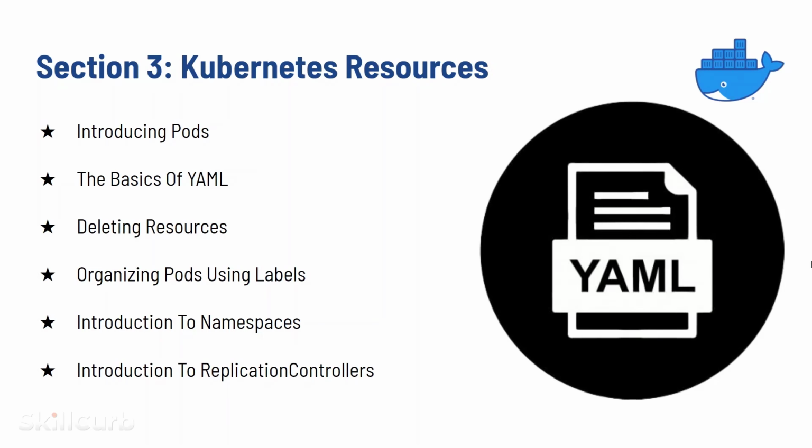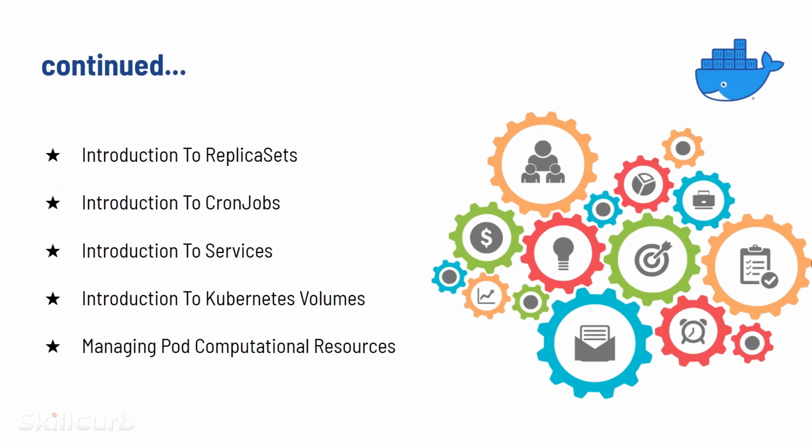The third section introduces you to Kubernetes resources, like pods, and how you can create your very own Kubernetes resources using YAML. It also introduces you to deleting resources and organizing pods using labels. We also have replica sets, which are a continuation to replication controllers. They both are very important for high availability in any microservice architecture. We also introduce you to resource management and how you can limit the amount of resources a Kubernetes resource uses.